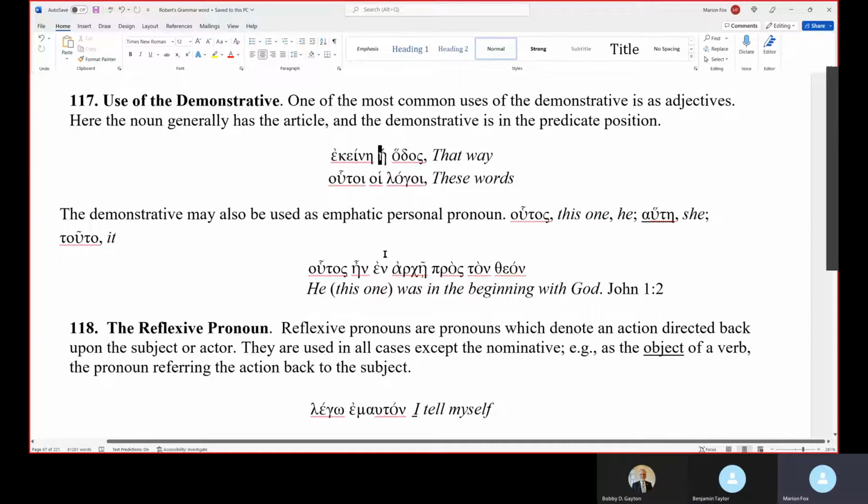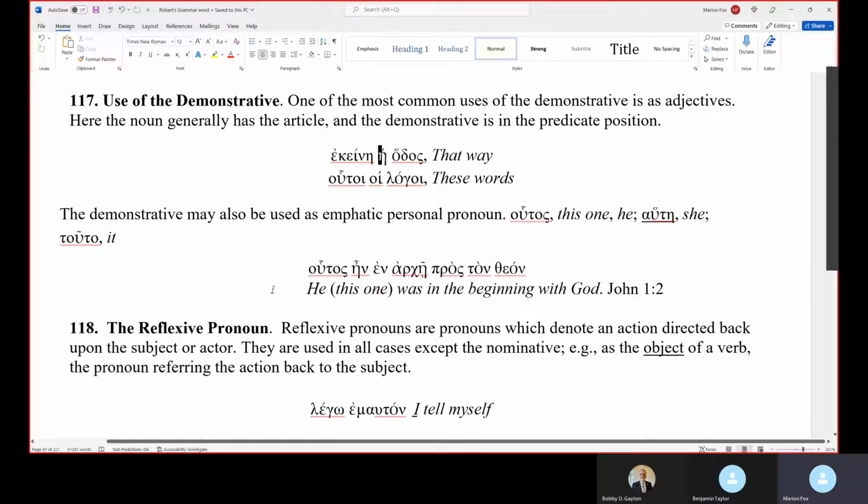It can be used as an emphatic personal pronoun as well. This one, hutos, this one, or just as he. Right? Hate, she, that could also be this one. And tuto, it. Right?